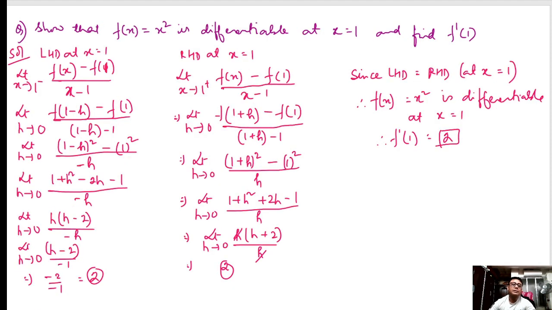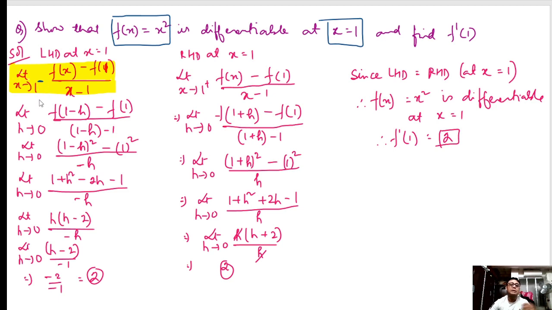Next, see the next function. So this is our function and I have to test the differentiability at x equal to 1. So first of all, the left hand derivative at x equal to 1. So limit x tends to 1 minus, limit x tends to 1 minus (f(x) minus f(1)) by (x minus 1). This is the limit at x tends to 1 minus.